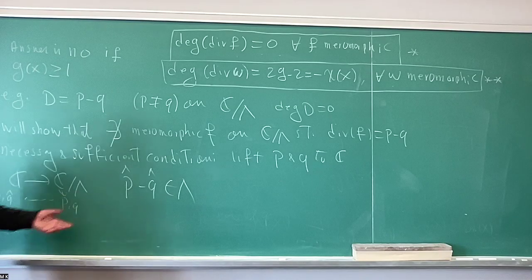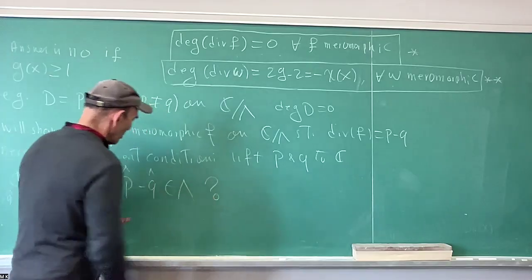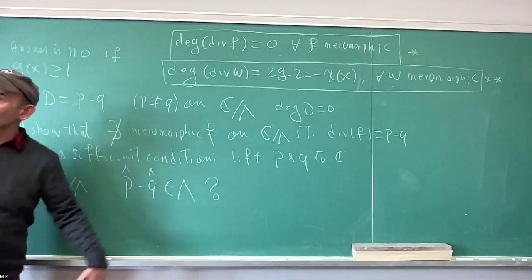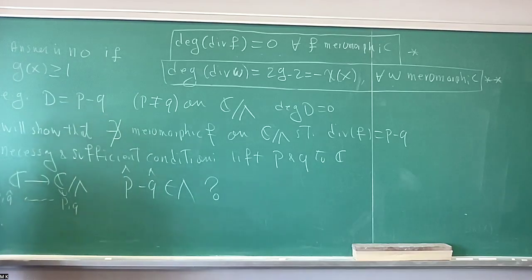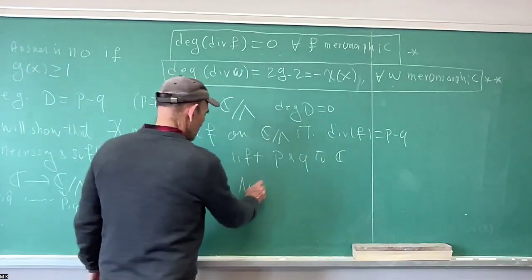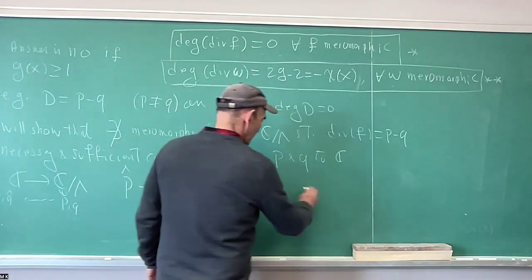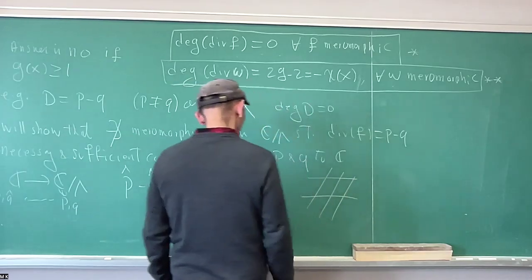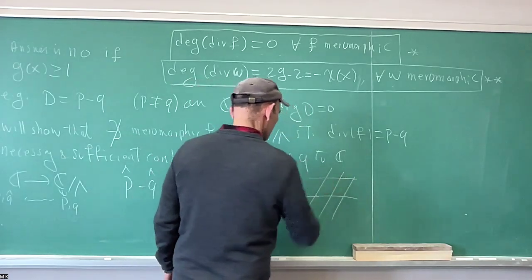But obviously this is not true, because if P hat minus Q hat belongs to lambda, then if you go to the quotient, you're going to get the same points. But we are assuming they are different points. So when you lift them upstairs, the difference is not in the lattice. You see? This is the lattice.